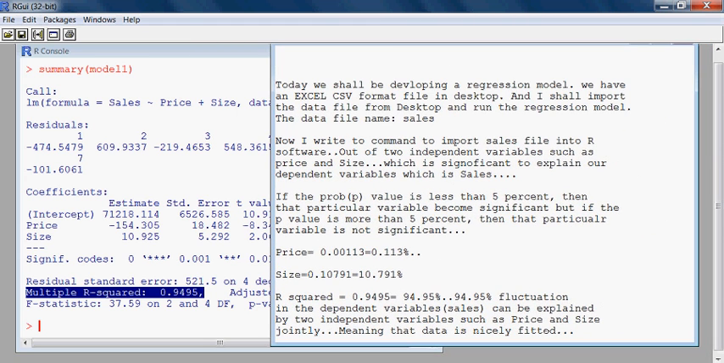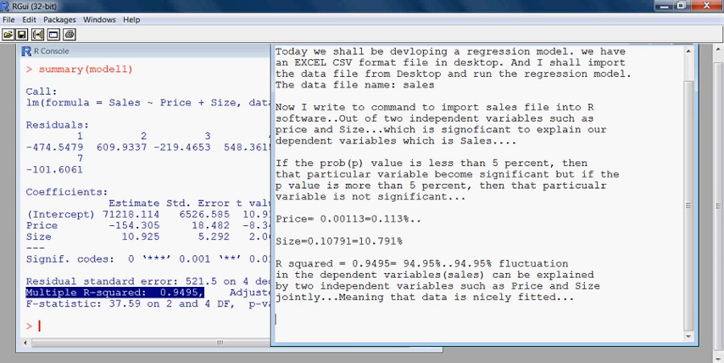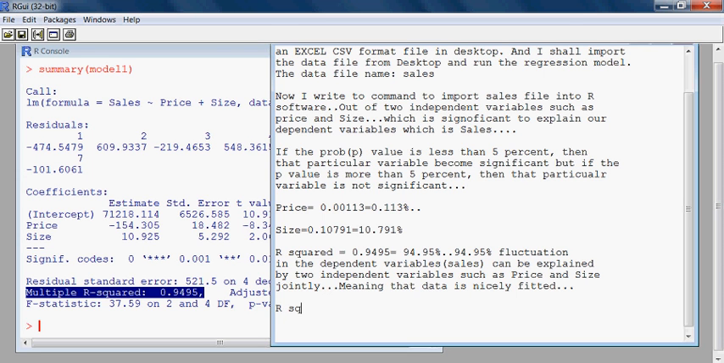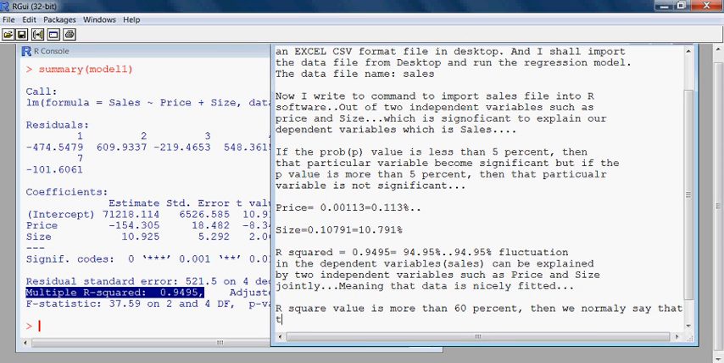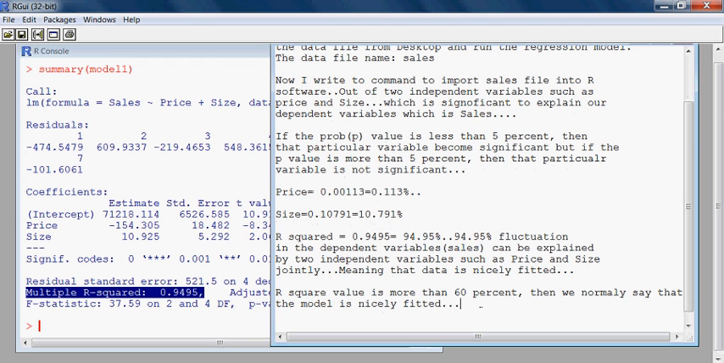Because normally we say, what is the guideline? If the R square value is more than 60%, right? Then we normally say that the model is nicely fitted, right? And here the value of R squared is 94.95%. That means very nicely fitted. So we are happy about this particular model.